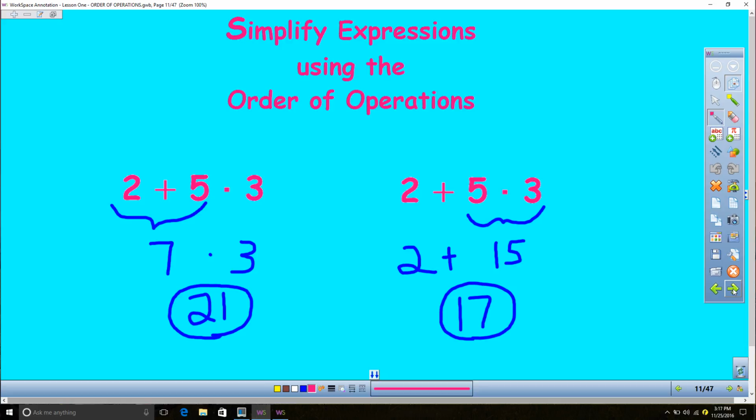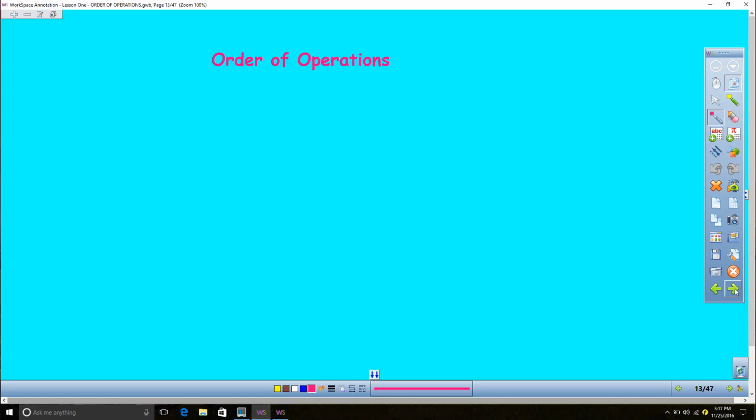So somewhere along the line, someone had to say, okay, let's all make sure that we use the same order, that we do the same operations in the same order, so we always get the same answer, so that confusion doesn't result. Therefore, we have an order of operations that tells us to multiply before we add, so the one on the right is the correct way. This is the order of operations.